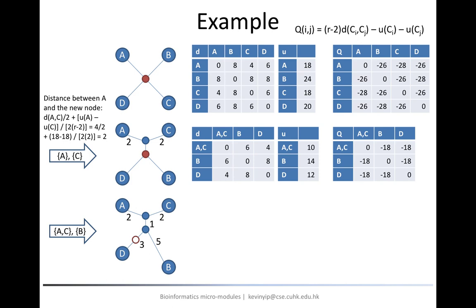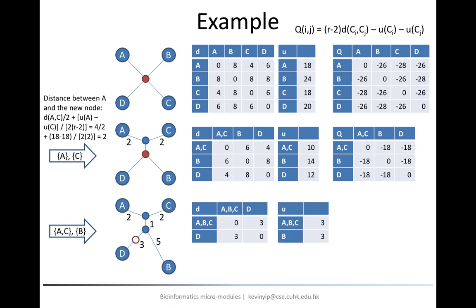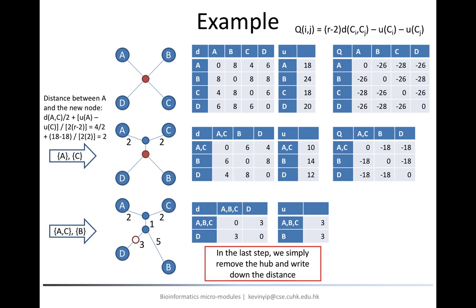Now we can also compute the branch lengths according to the formulas. Finally, we can update the distance matrix one more time, and then the U vector. Since we only have two clusters left, we may simply remove the hub to finish the whole process.